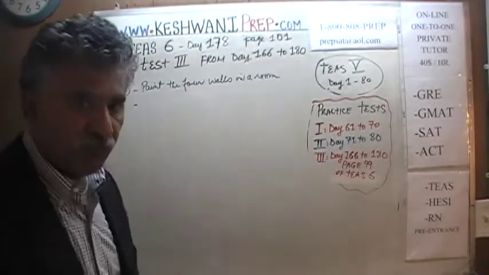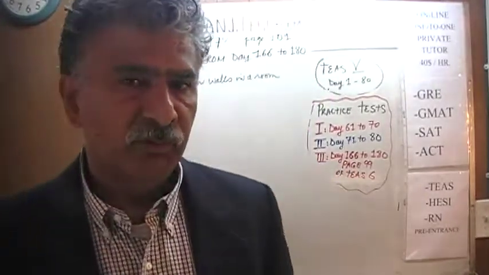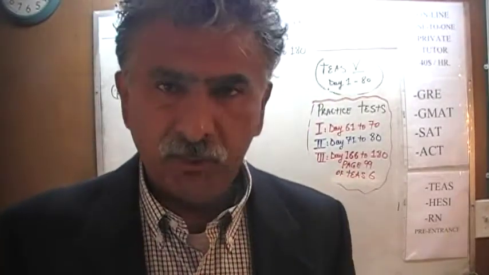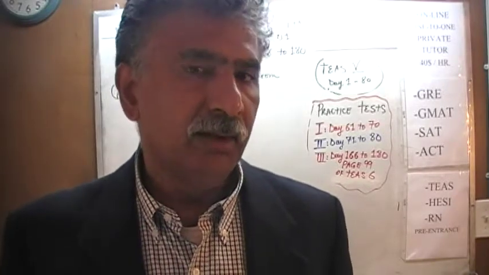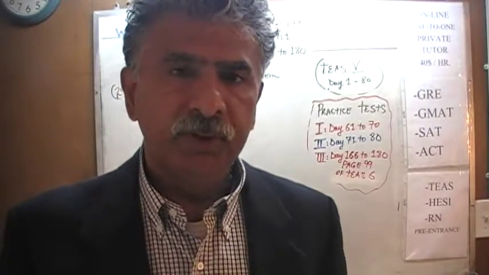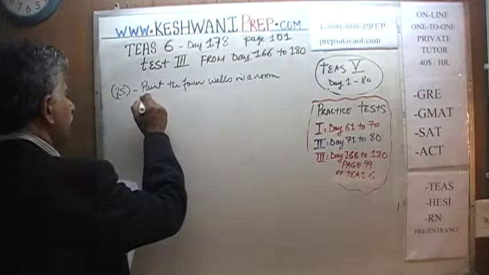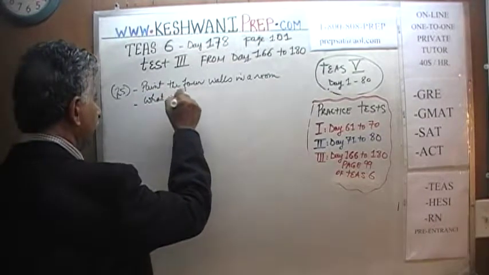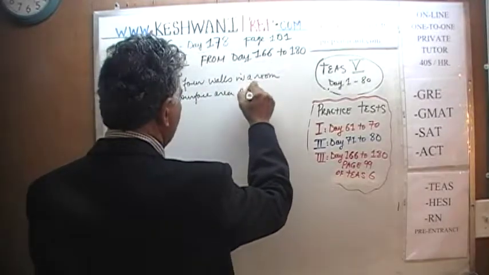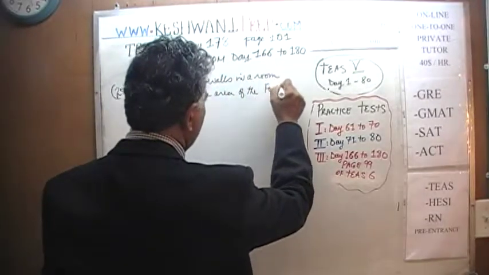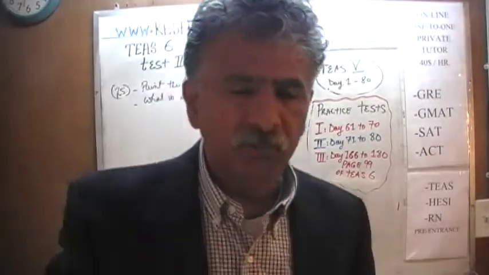In a question like this, when something like this appears in the exam, this is a simplified version of the reality. Just assume that there are no windows and no doors in that room. You just figure out the surface area of the four walls. So that is the question now. What is the surface area of the four walls?